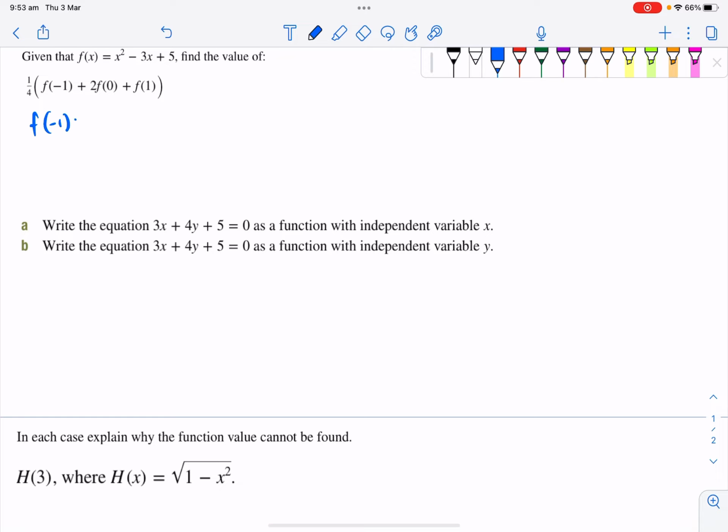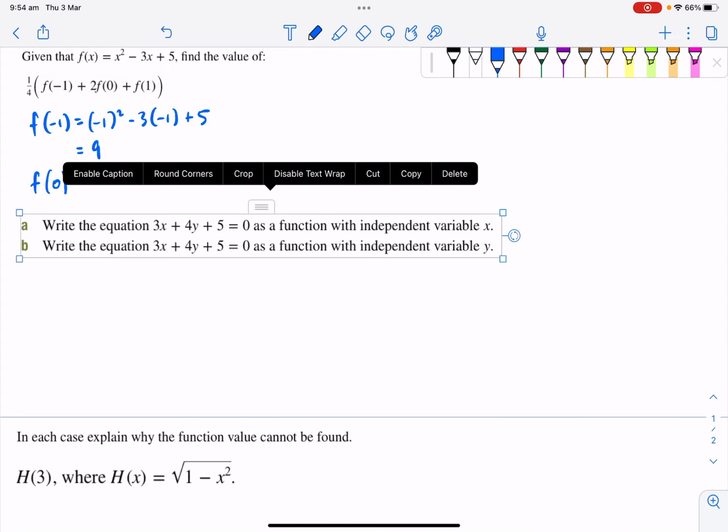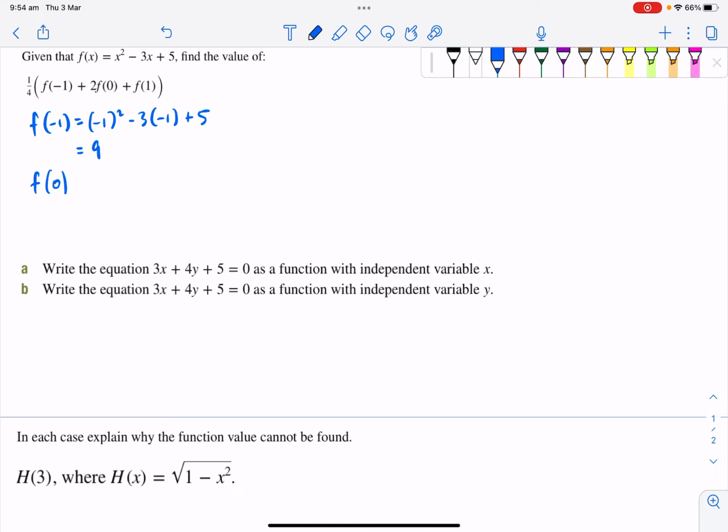So f of negative 1 is negative 1 squared minus 3 times negative 1 plus 5. Getting this, we have 1 plus 3, which is 4, plus 5 is 9. So that's f of negative 1. Let's get f of 0 now. For f of 0, we're going to replace all the x's with 0. So that's 0 squared minus 3 times 0 plus 5, and that equals 5.